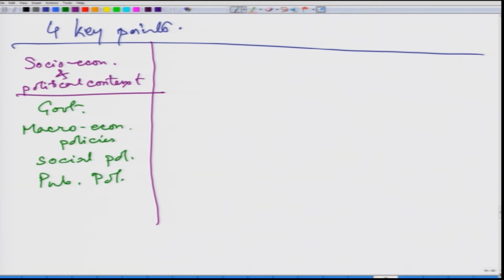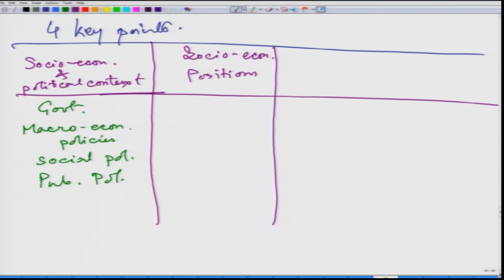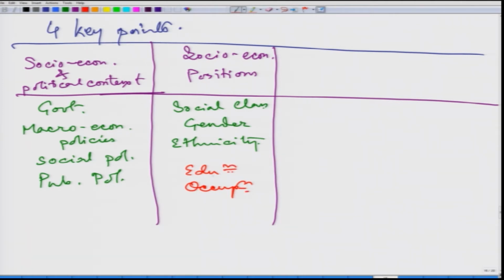Then we need to think of socio-economic positioning. In these socio-economic positions we have social class, gender, and ethnicity. Class means mainly occupation; ethnicity can be caste or religion. Then we can separately and prominently talk about education, occupation, and finally income, which is easier to understand. Otherwise, these socio-economic positions will determine the policy making.